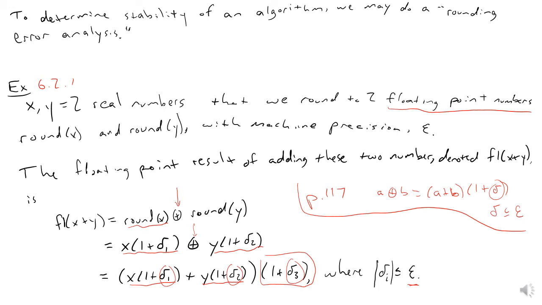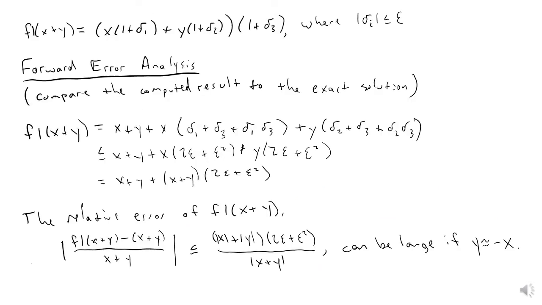Let's, on the next slide, on the next page, see what these two different types of error analysis look like. We'll look at the forward error analysis and the backward error analysis. Right, so let's look at one of our ways of doing the rounding error analysis for floating point addition. One of the two ways is called forward error analysis. That means we're going to compare the computed result to the exact solution.